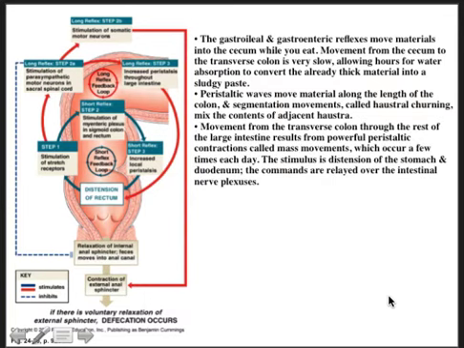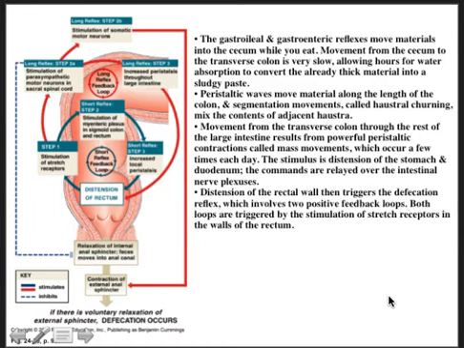Movement from the transverse colon through the rest of the large intestine results from powerful peristaltic contractions known as mass movements, and these occur or should occur a few times each day. The stimulation of distension in the stomach and the duodenum sends commands to the large intestine and helps propel the fecal material along. Distension of the rectal wall triggers the defecation reflex, which involves two positive feedback loops.